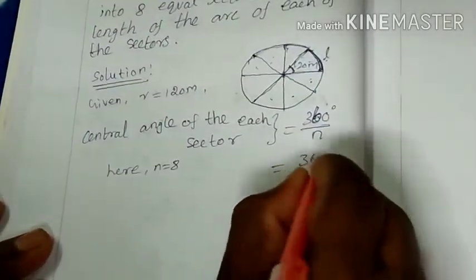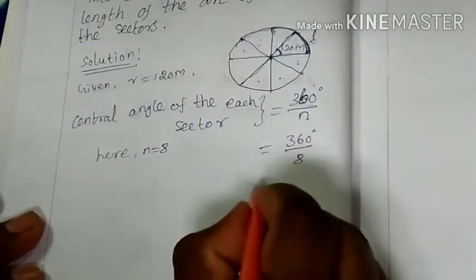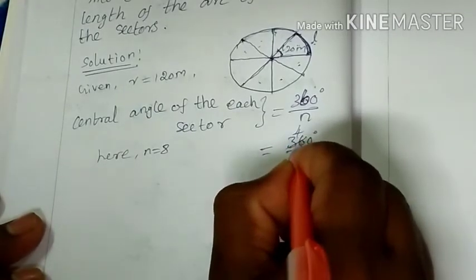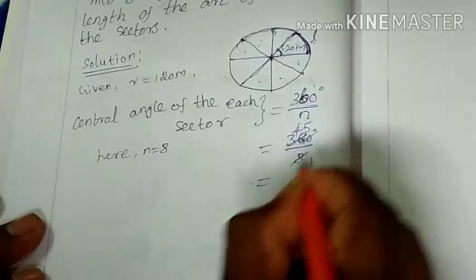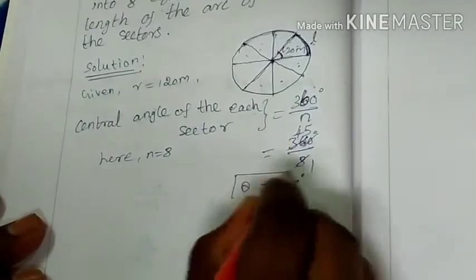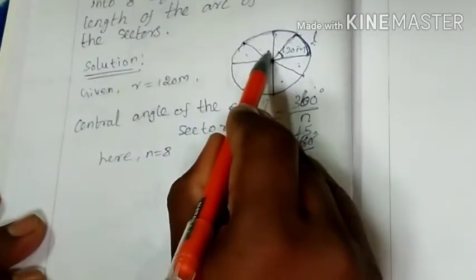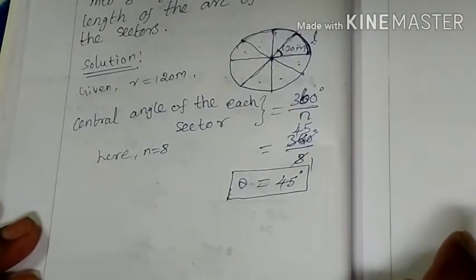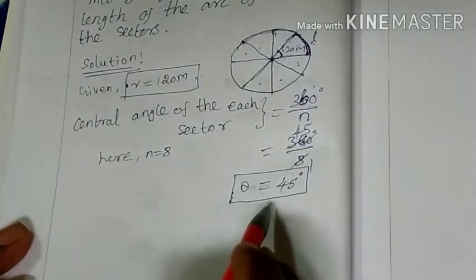So 360 degree divided by 8. Making the cancellation: 1 8 is 8, 4 8s are 32, carry 4, then 5 8s are 40. So now we get 45. That is, theta is equal to 45. This is 45, this is 45. Every one angle is 45 degree. Now we have r and theta.